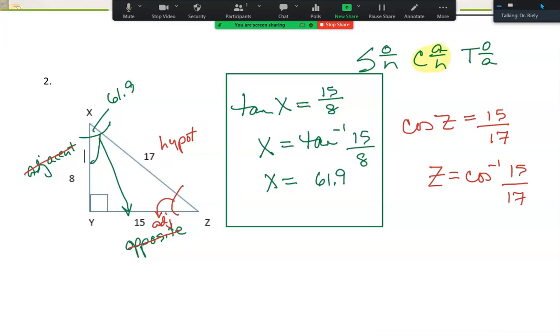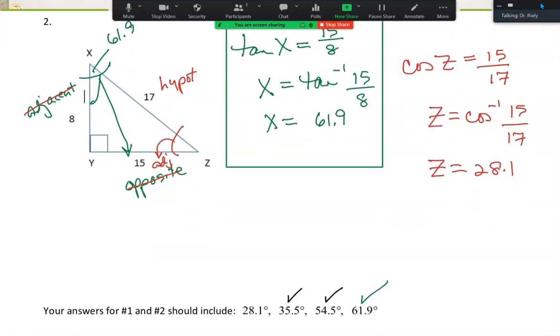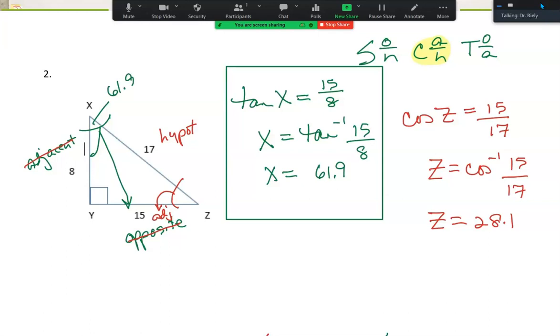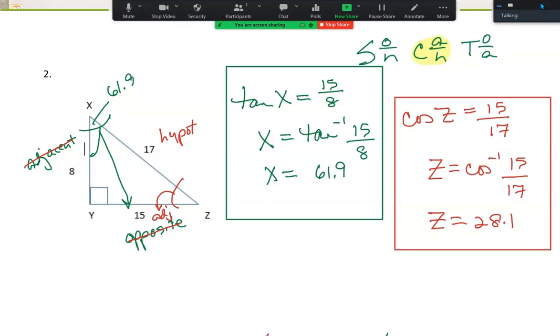I'm going to hit second cosine, and I have 15 divided by 17, so I have 28.1 is my angle. Z is 28.1. That checks. And let's put it in its own little box so you can see what I've done. Okay, so we have both of the angles, and if we were to add the angles together, X plus Z would get us 90 degrees because they have to be supplementary.